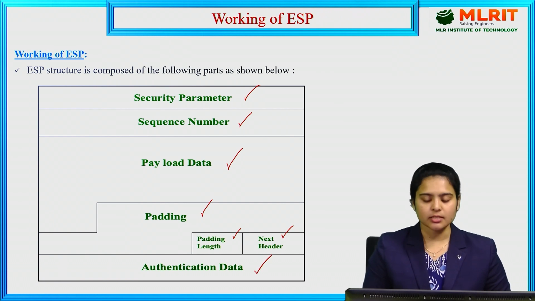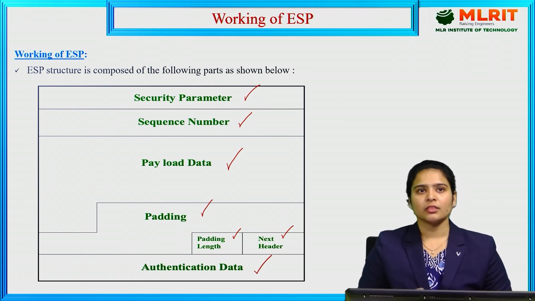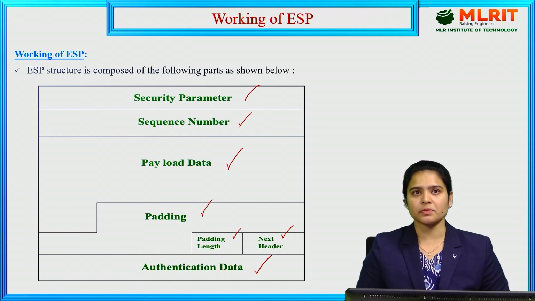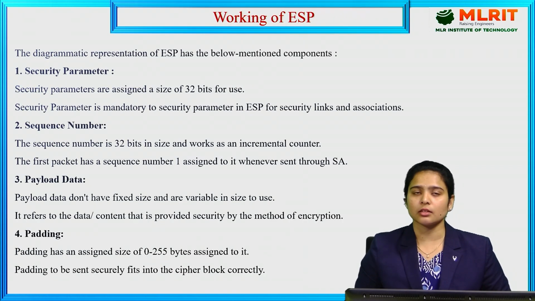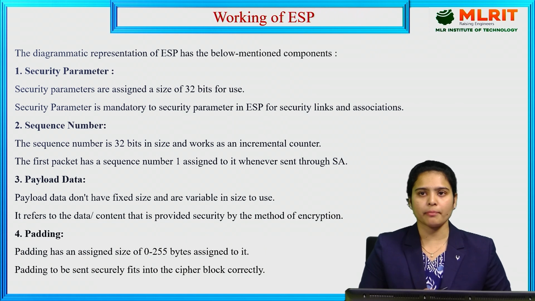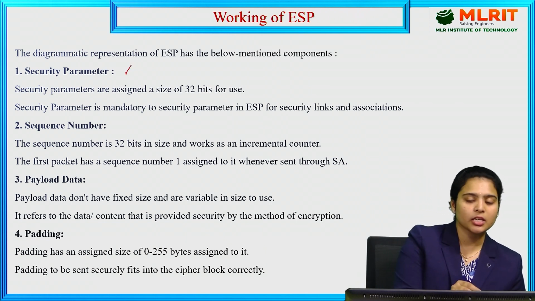The next one is authentication data. These are the working process and steps of the ESP. So let us see first one of this diagrammatic. It consists of the components. First we can see security parameter.